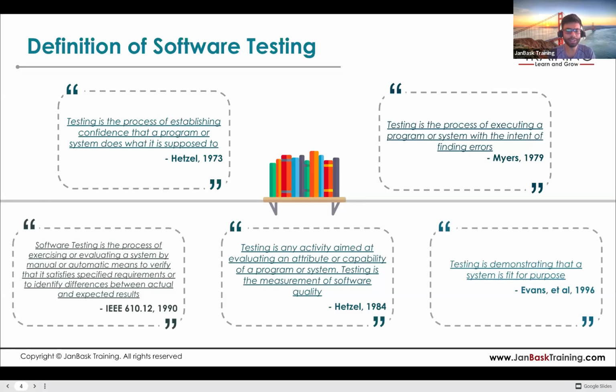Now, software testing is a process of exercising or evaluating a system by manual or automatic means to verify that it satisfies specified requirements, or to identify differences between actual and expected results. So we have talked about this as well. Software testing is a process, as I mentioned earlier, and there are different ways to do the testing. We have the manual process, and we have the automation process as well.